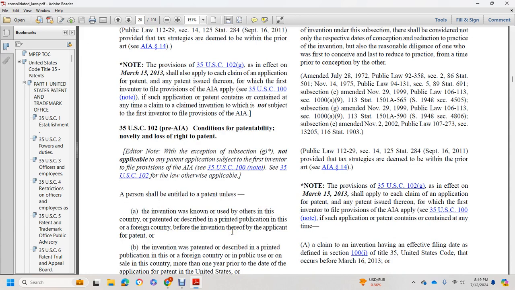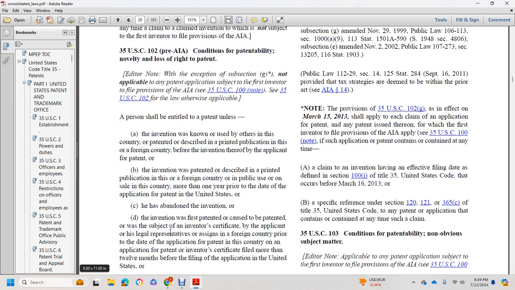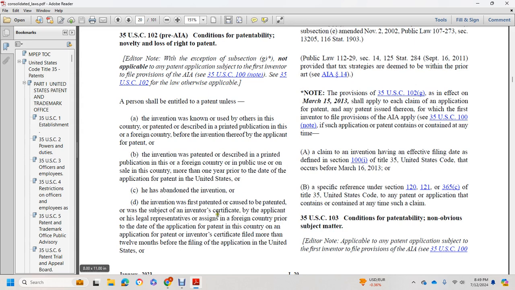Alright, Title 35 U.S. Code 102, Conditions of Patentability. A person shall be entitled to a patent unless the invention was known or used by others in this country, or patented or described in a printed publication in this or a foreign country, before the invention thereof by the applicant for patent. B. The invention was patented or described in a printed publication in this or a foreign country, or in public use or on sale in this country, more than one year prior to the date of the application for patent in the United States. Or the invention was first patented, or caused to be patented, or subject to the inventor's certificate, by the applicant or his legal representatives or assigns in a foreign country prior to the date of the application for patent in this country, on an application for patent or inventor's certificate filed more than 12 months before the filing of the application in the United States.